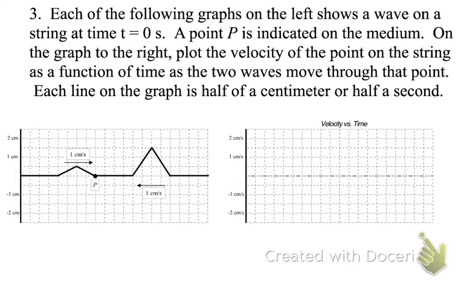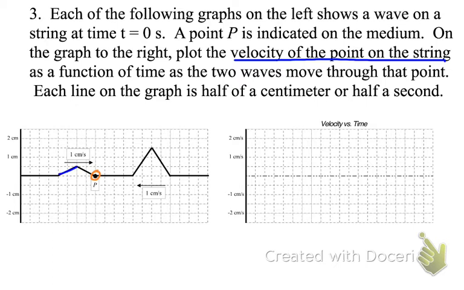Question number 3 on your homework asks you to think about the same waves. All those pictures are basically the same, but here it's asking you to plot the velocity of a point on the string as a function of time as the 2 waves move through that point. So basically what it's asking you to do is to describe the velocity of just that one point as the waves move through.